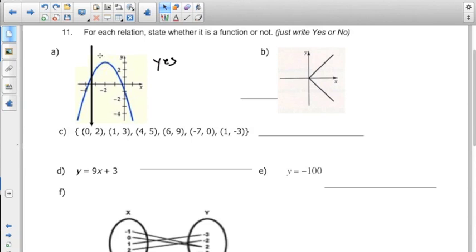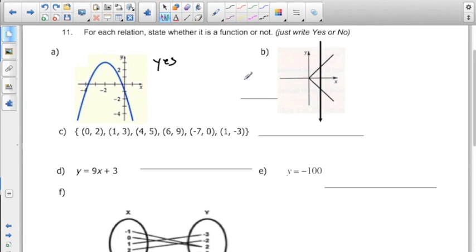Now if we look at b, if we take our line, oh look, it passes through more than 2 spots of our line. So this is not a function. For every x, there can be at most one y. Well, we have 0, 1, 4, 6, negative 7, 1. Uh-oh. We have 2 numbers that are the same. So 1 is 3 and negative 3, which means that we have 2 points, which means that this is not a function.